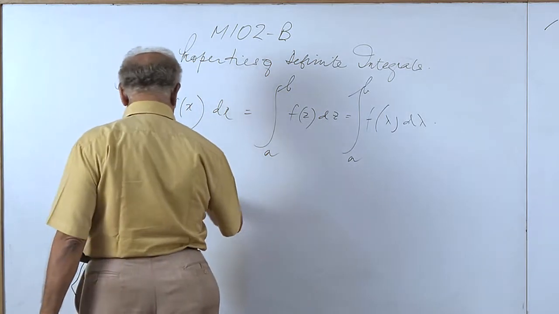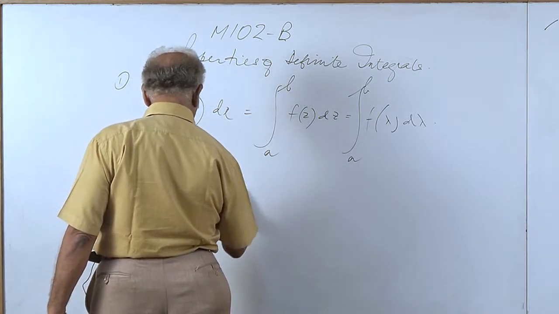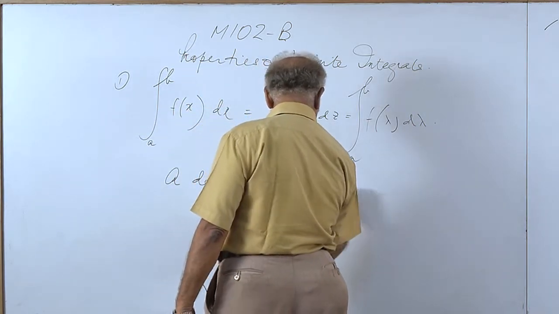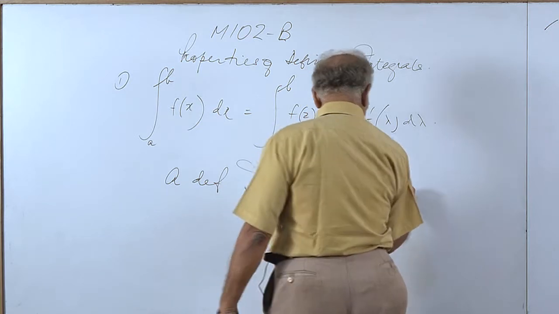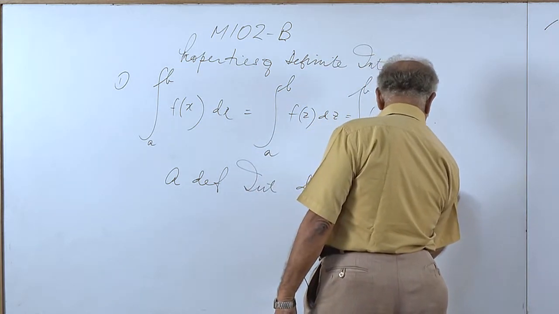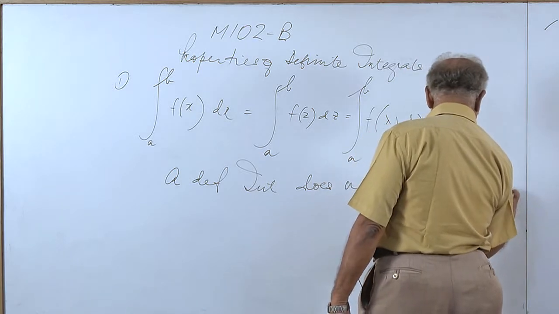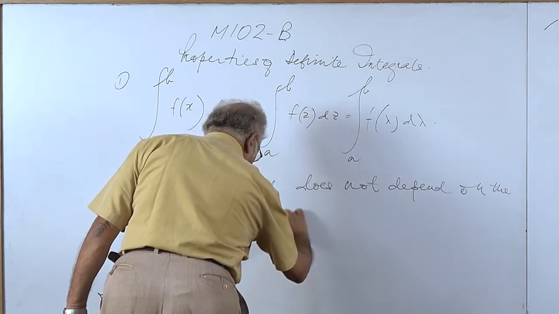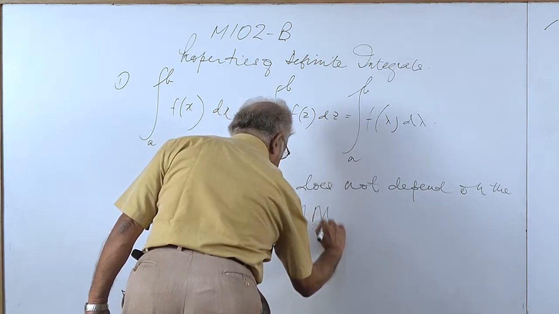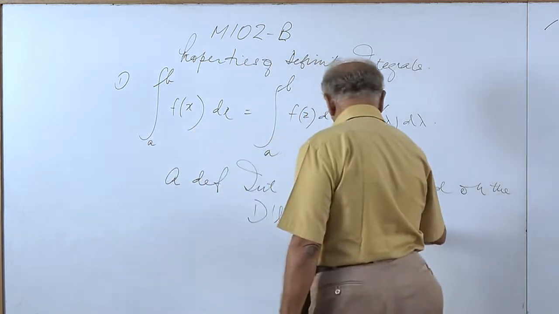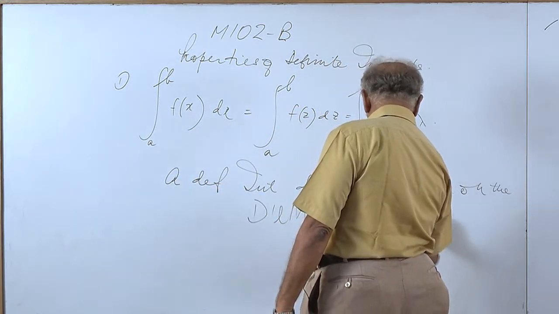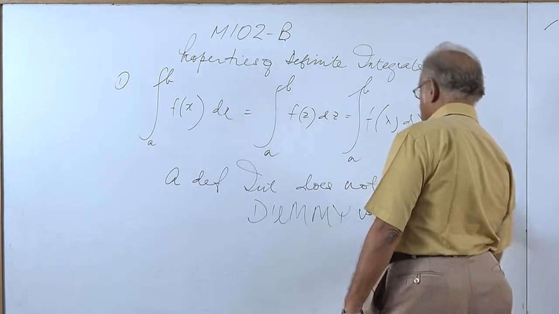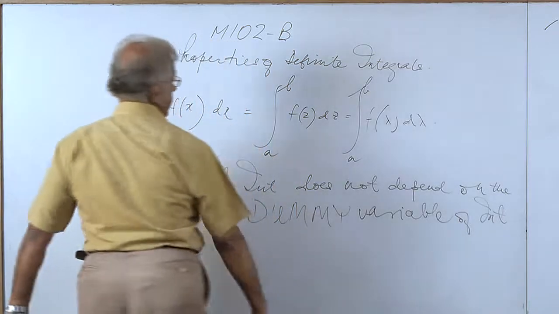The proofs are very simple, but it's important to remember the bottom lines, and I'm writing it down. The bottom line: a definite integral does not depend on the dummy variable of integration. We use this word dummy variable of integration. This is very significant.